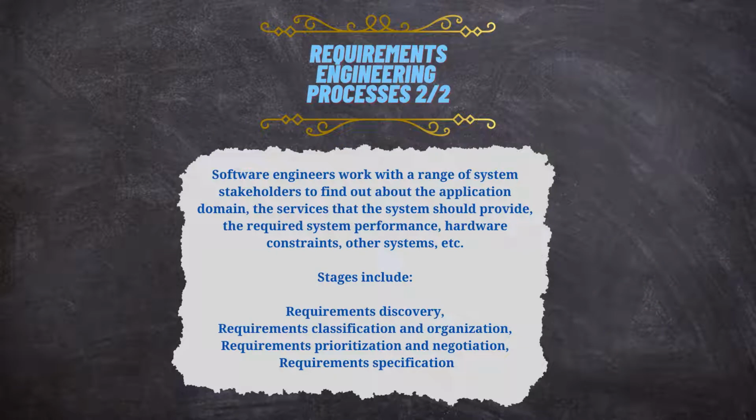Software engineers work with a range of system stakeholders to find out about the application domain, the services that the system should provide, the required system performance, hardware constraints, other systems, etc. The stages include requirement discovery, requirement classification and organization, requirement prioritization and negotiation, and requirements specification.